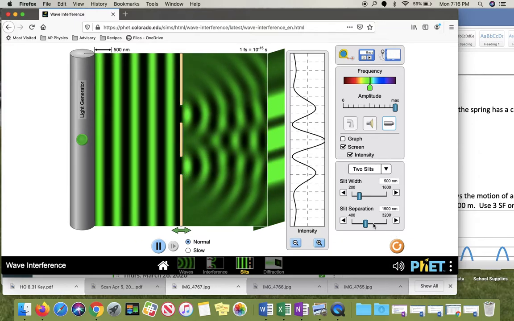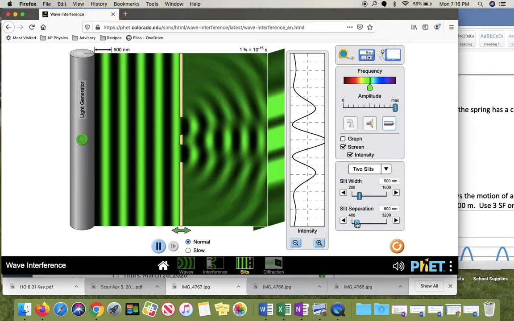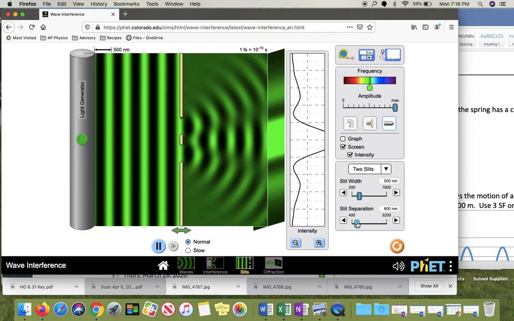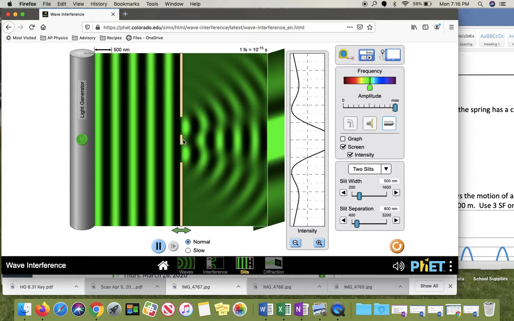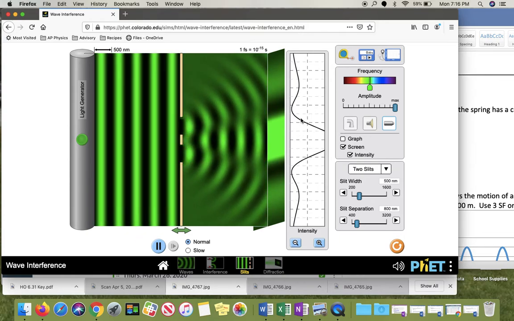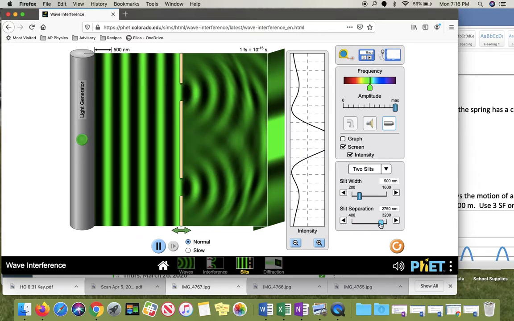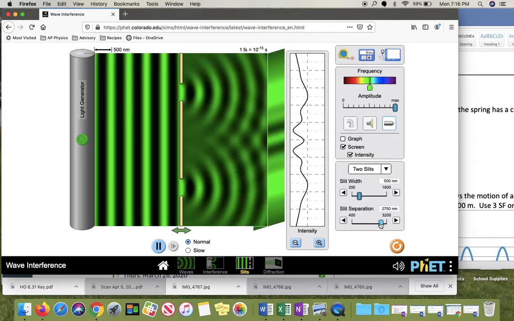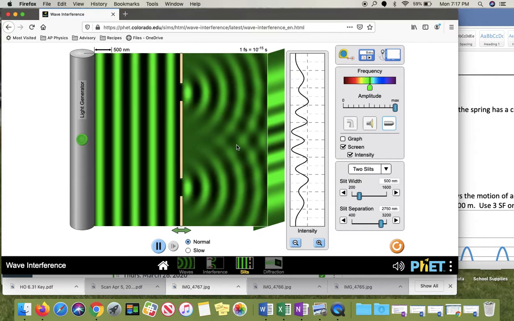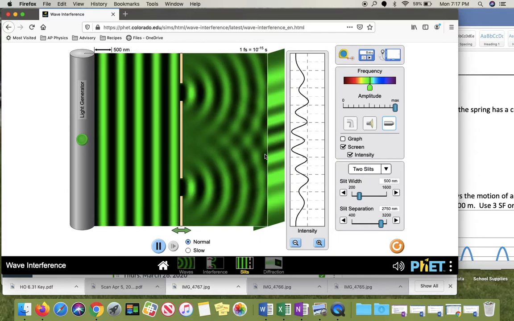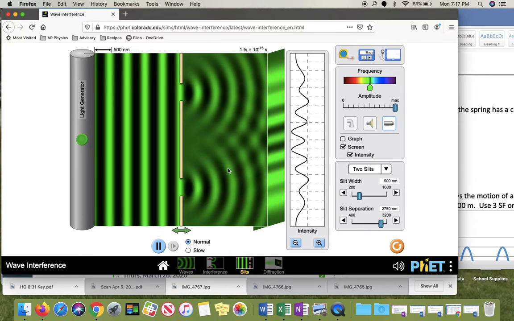Okay, so as I decrease the separation, notice what happens is it spreads the interference pattern out. So decreasing the slit distance actually spreads the pattern out, and if we increase the distance between the slits, now we get the pattern that forms very, very close together. And you can see all of the different interference patterns that are forming here due to the overlapping nature of those waves. So that's really what I wanted to show you guys.